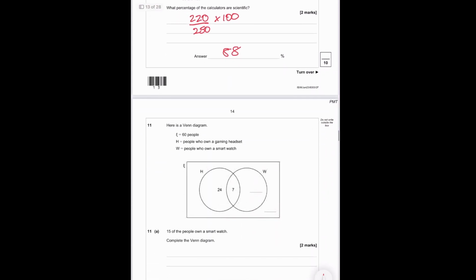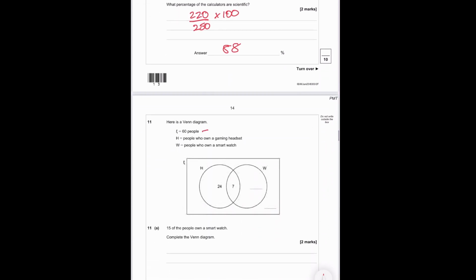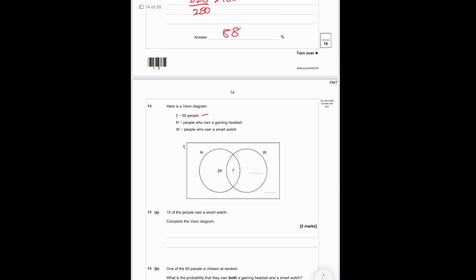Here's the Venn diagram. The total is going to be 60 people. H is the people who own a gaming headset. W is the people who own a smartwatch. Now we know the total is going to be 60. 15 of the people own a smartwatch. So 15, take away the 7 we've already got, leaves us 8. And if I add up all those numbers, I need another 21 to make the total 60.